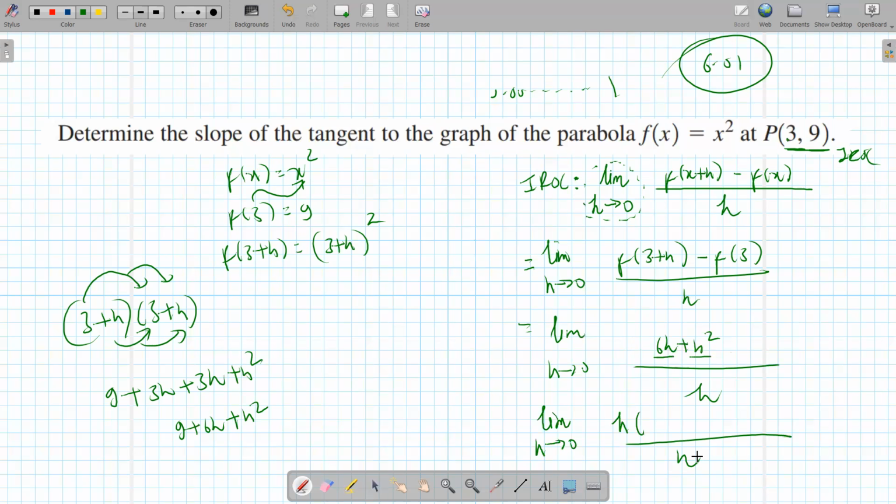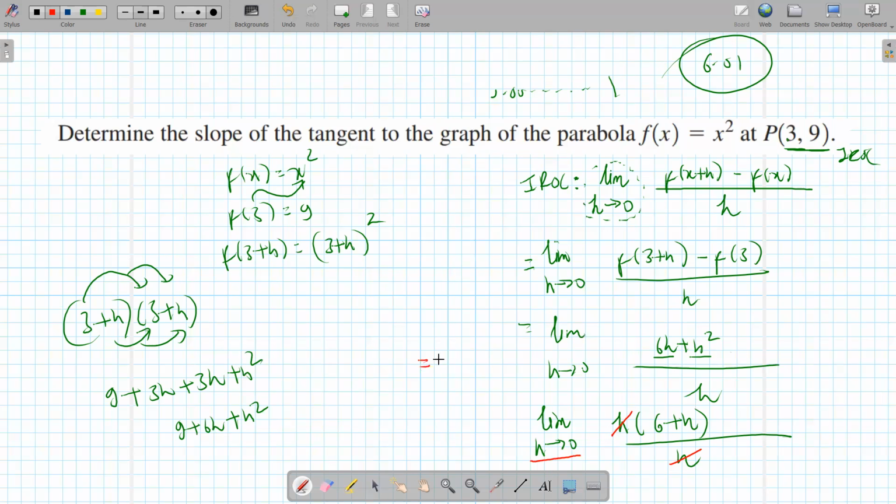6 plus h. Yep. And now look at this. This is always going to be the goal when we're doing an IROC problem algebraically using this formula. The main goal is to cancel out this h with the denominator h, like that. Once the denominator is gone, if there's any more h's left in the question, replace them with 0.